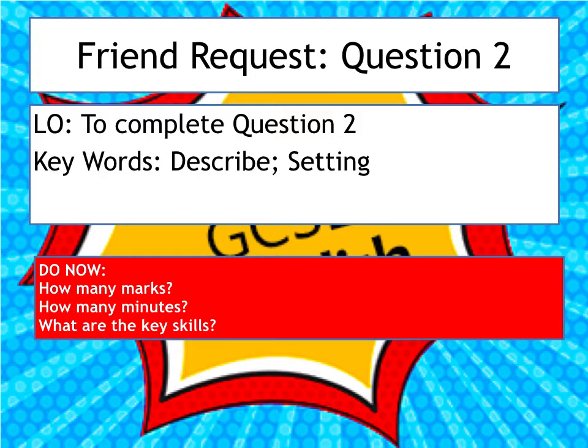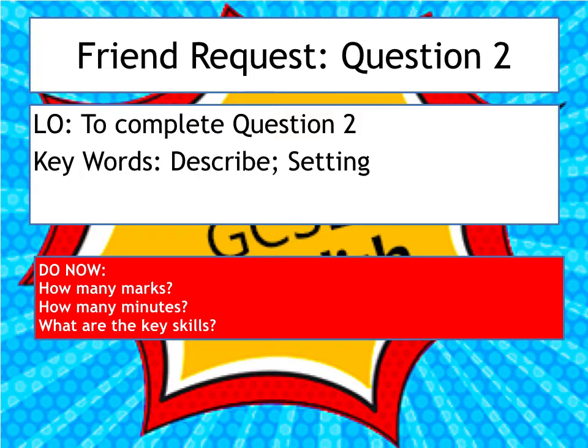Today we are focusing on question 2, the language question, and you're still looking at the friend request extract that I sent you yesterday for yesterday's lesson. So today you are going to complete question 2 with your keywords being describe and setting.